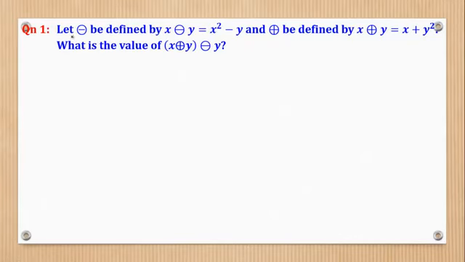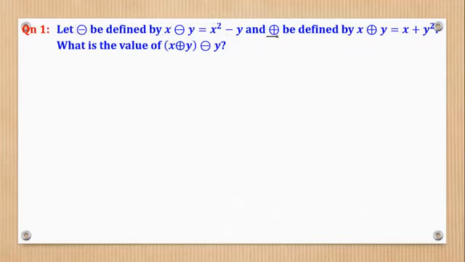So question 1 says, if this symbol is defined by x, this symbol y is equal to x, the first one is squared minus the second term, what comes after this symbol?